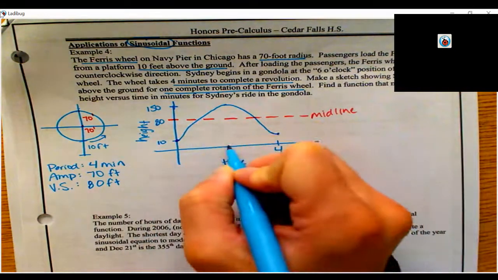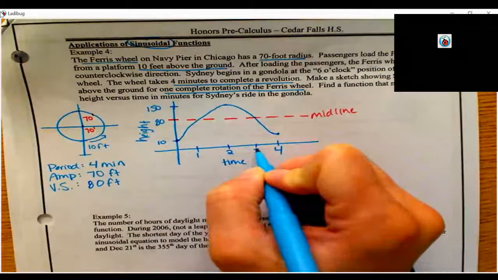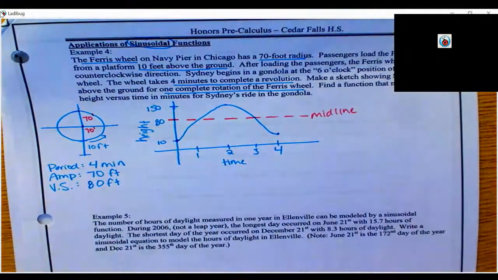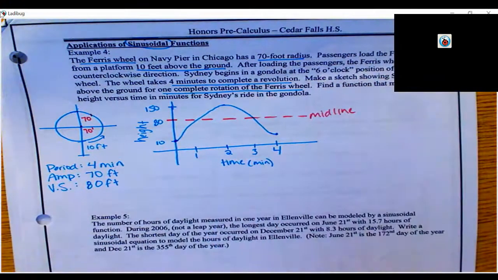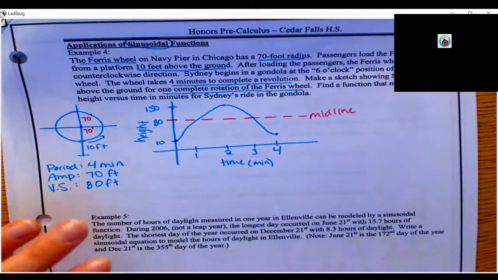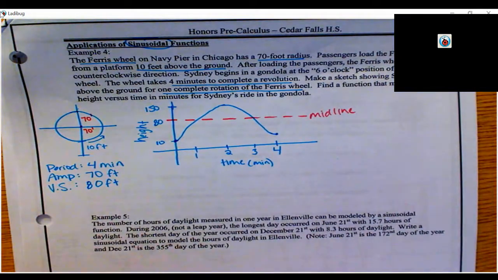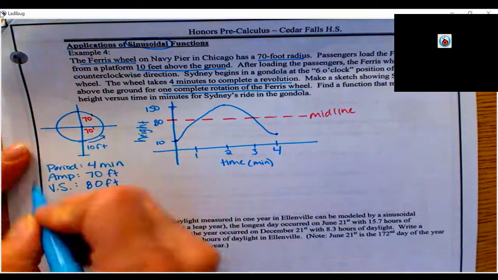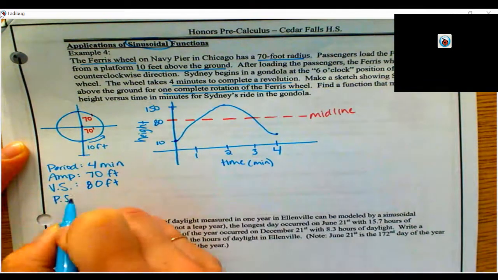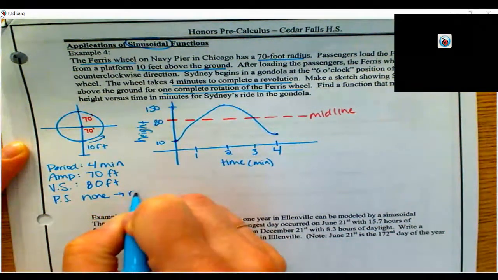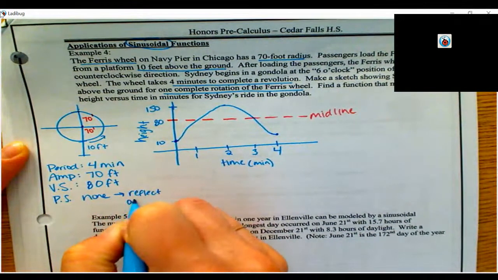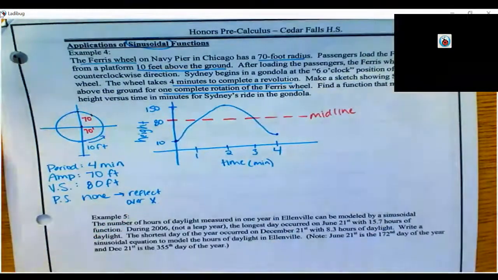You still want to, this would be 2, this would be 1, this would be 3. Still want to write your times, 1, 2, 3, 4 minutes. But your actual goal is to write the equation, and so it's going to be easier to write a cosine equation. What am I missing? Do I have a phase shift if I write a cosine equation? I don't have a phase shift, so I don't have to worry about it. However, I do have a reflection, which I'm going to write as a reflection over x.